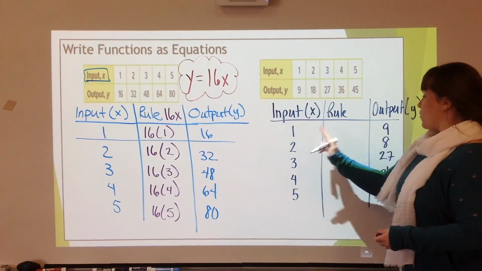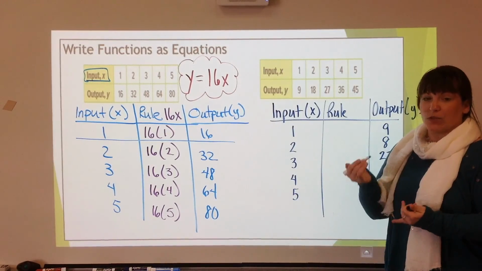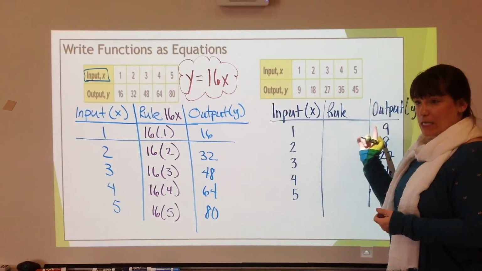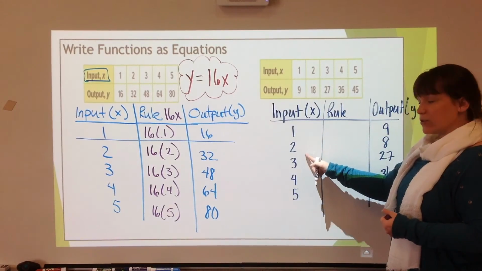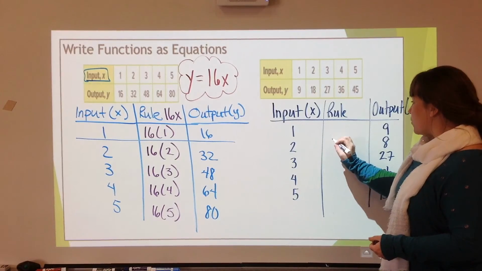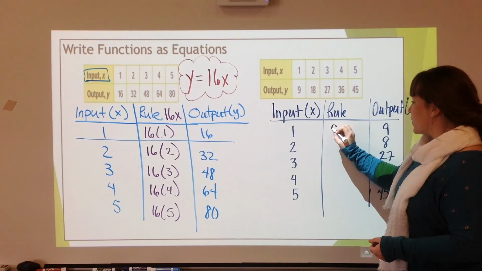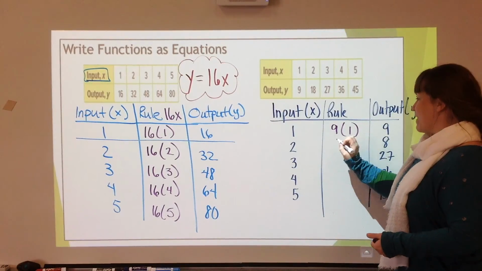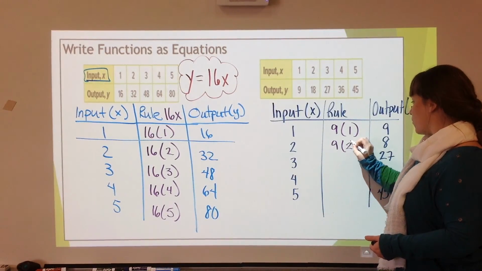And now I'm looking at the 1 and the 9. I have 2 different options. I can either add 8 or multiply by 9 to get from 1 to 9. Let's test it out with 2. 2 plus 8 is not 18. So I'm going to have to go back up and say we're going to be multiplying our x by 9, and that will work all the way down.